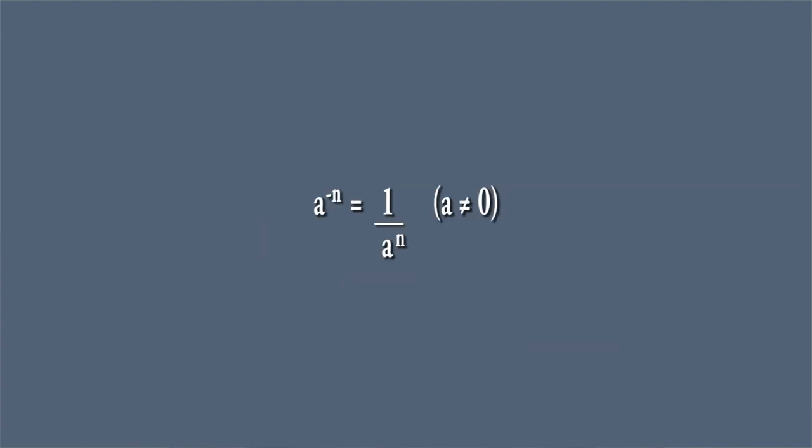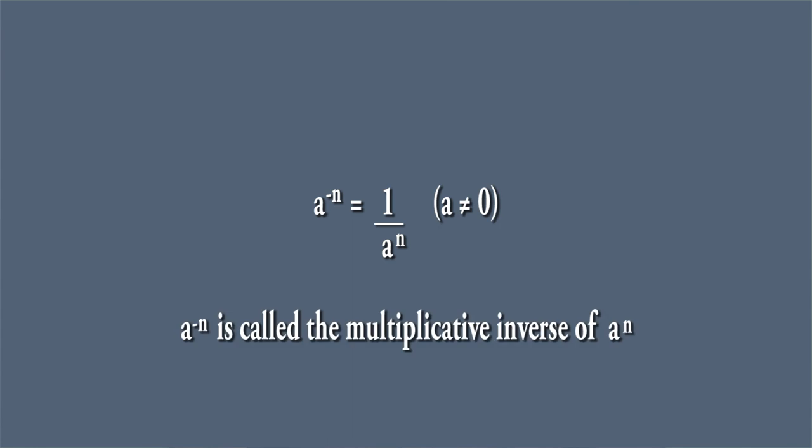So in general, if a is not equal to 0 and n is a natural number, 1 by a raised to n can be written as a raised to minus n. Hence, we will say that a raised to minus n is called the multiplicative inverse of a raised to n.